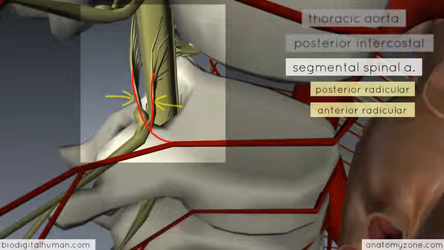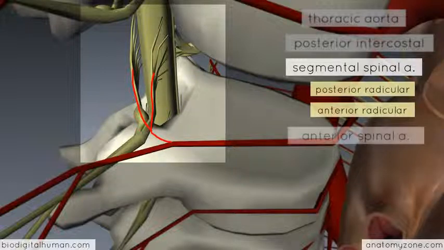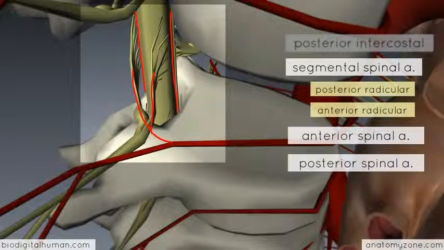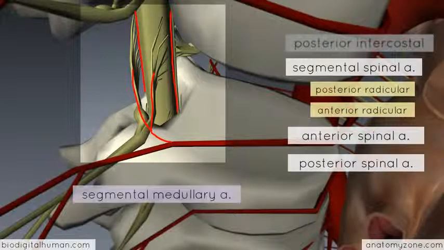roots. So also you'd have the anterior spinal artery running down in front of the ventral median fissure like this, and you'd be able to see one of the posterior spinal arteries running down the posterolateral aspect. So at every vertebral level you've got this arrangement of a segmental spinal artery giving rise to a posterior and anterior radicular artery. But at some vertebral levels you've got another branch called the segmental medullary artery.